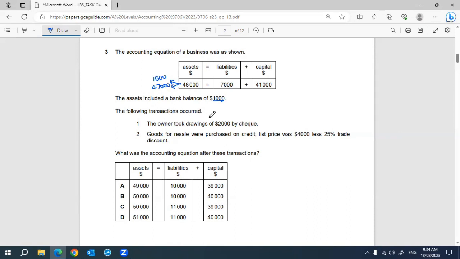So the following transactions occurred. The owner took drawings of $2,000 by check. Now take note here, this is drawings, but the owner is withdrawing more than what is available. Which means the owner will remove all the 1,000 from here, and an additional 1,000 will be deemed as an overdraft. So that is going to increase your liabilities.